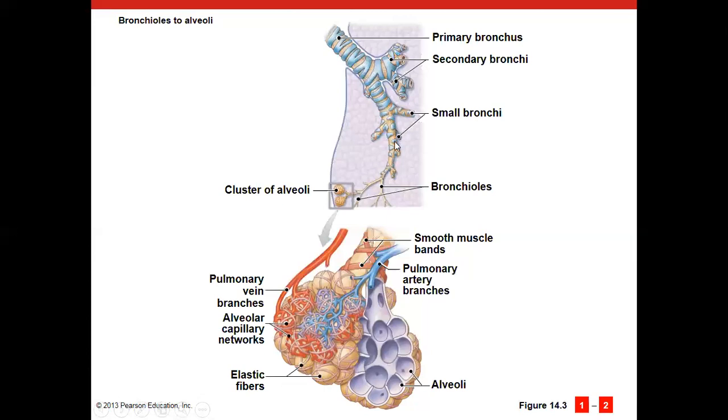But you need less and less cartilage as you get smaller and smaller in these airways. And the bronchioles are what conduct air into the gas exchange surfaces, the respiratory surfaces, which are clusters of alveoli. Each alveolus is surrounded by capillaries and some elastic fibers. Those capillaries are where gas exchange occurs. So this whole structure is called an alveolar sac.